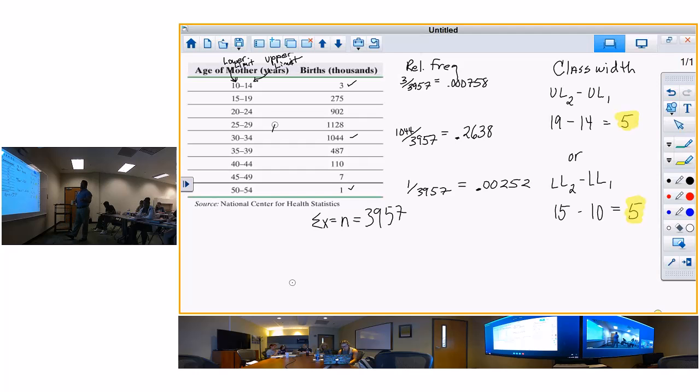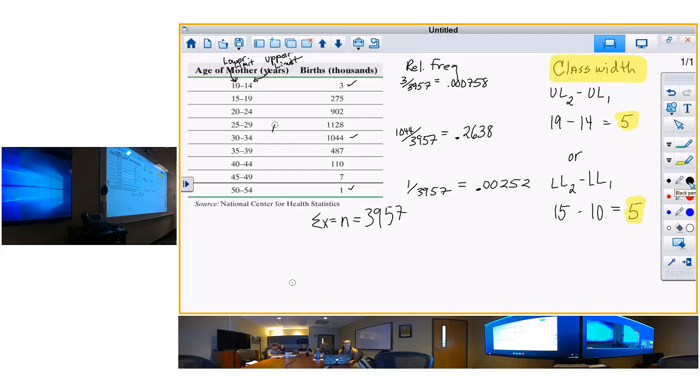So 54 minus 49 is 5. 49 minus 44 is 5. 40 minus 35 is 5. It has to be consecutive. Okay, so the class width for this frequency distribution is 5.